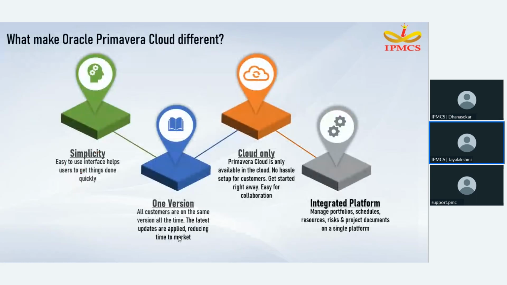What makes Oracle Primavera Cloud different? First thing is its simplicity. When you look into the UI of Oracle Primavera Cloud, its interface is very simple and easy to understand. Then the second point is one version. All customers will be using the same version of Oracle Primavera Cloud at every time.